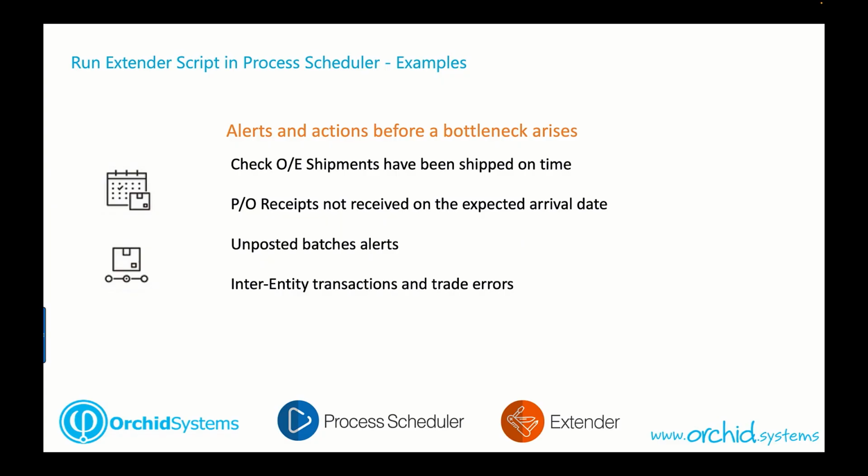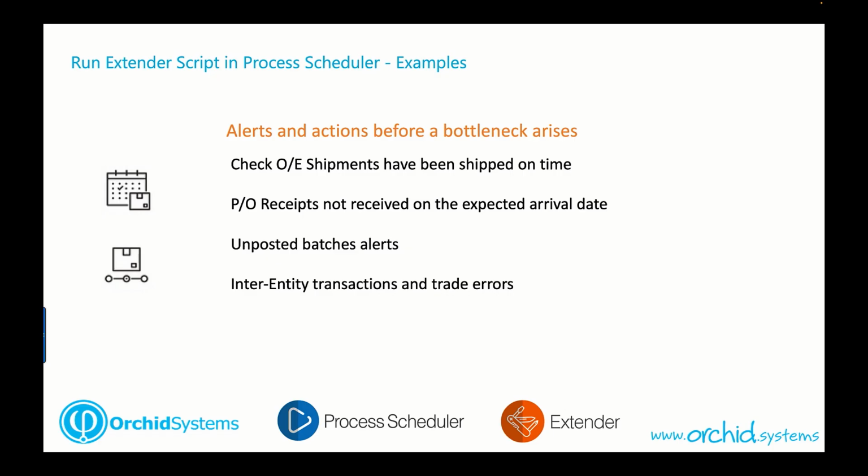We can send an alert when shipments that are expected to be shipped today have not been shipped, so that our customer service manager can work with the customers and inform them on time. Similarly, with PO receipts, if they haven't been received on the expected arrival date, the warehouse manager can receive an alert, or the vendor manager can contact the vendor and manage the operations. We can also receive alerts for unposted batches to facilitate our month end.